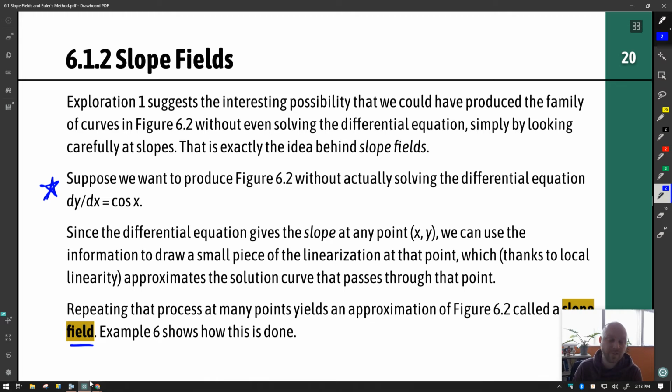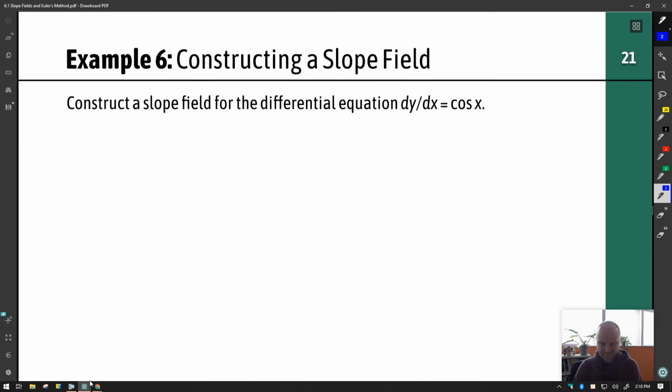We can use that information to draw a very small piece of the linearization at that point, which, thanks to local linearity, is going to approximate the solution curve that passes through that given point. And if you do that process over and over, you end up with what's called a slope field. Here's an example of that. Construct a slope field for the differential equation dy/dx equals cosine x. So let's give that a shot.